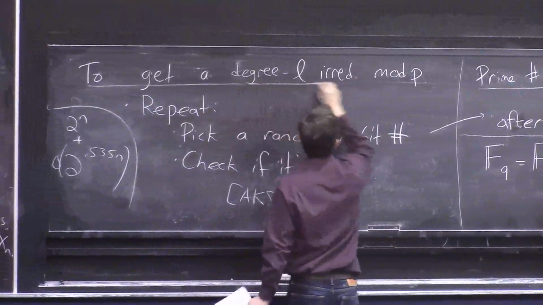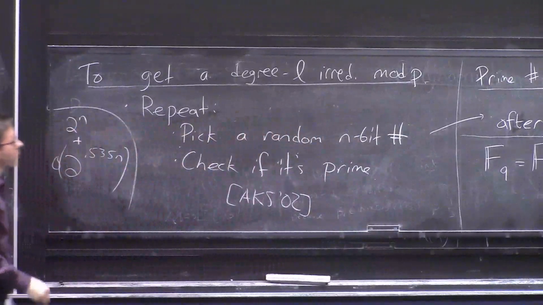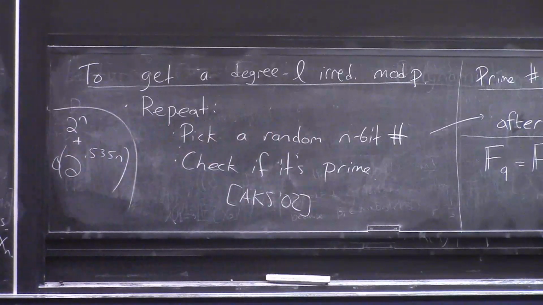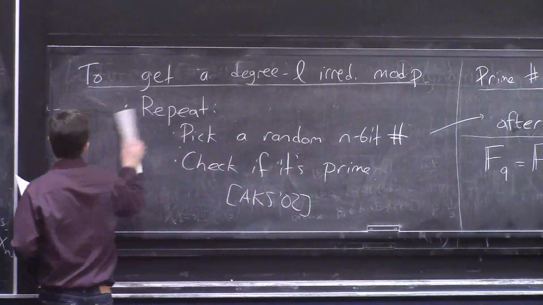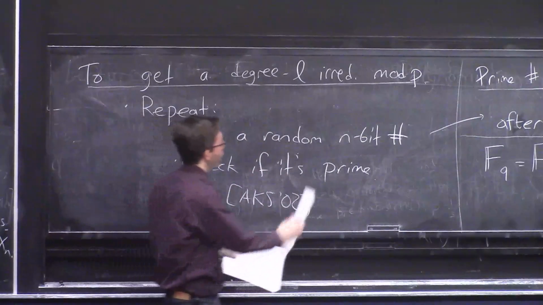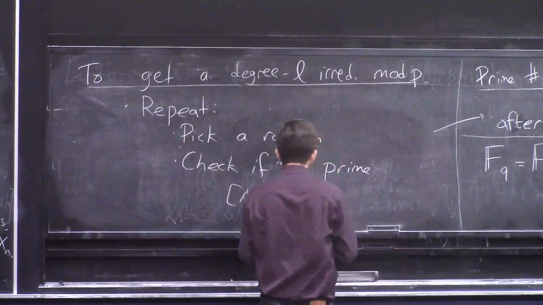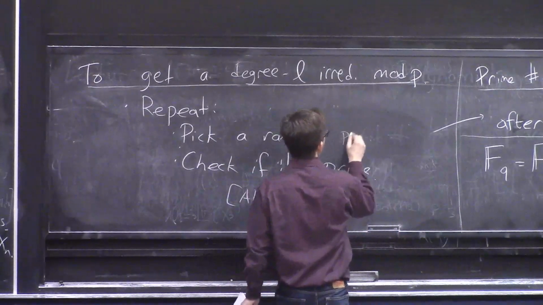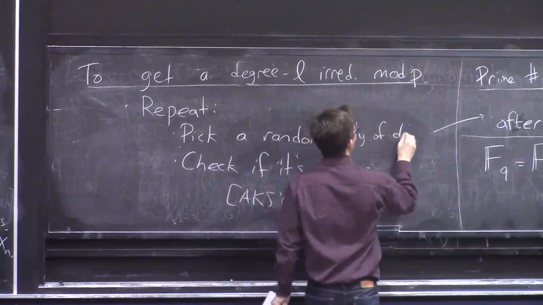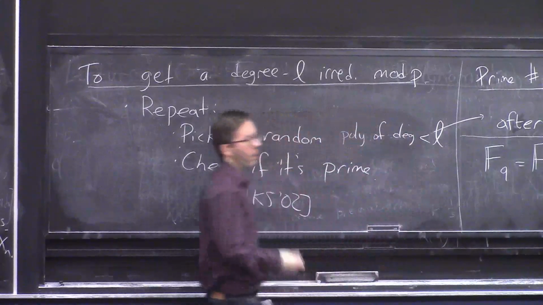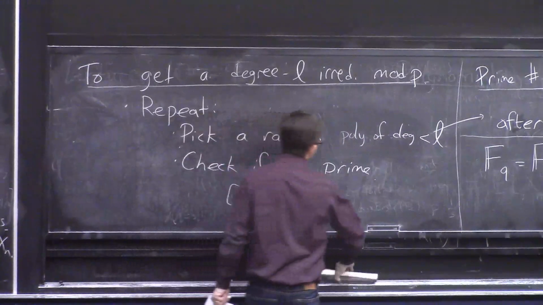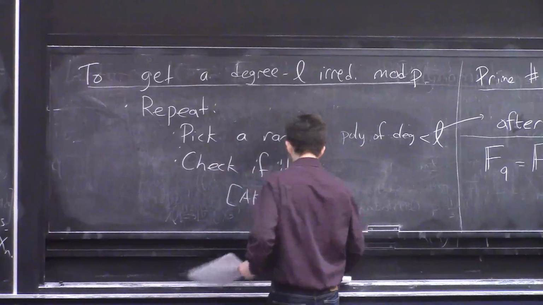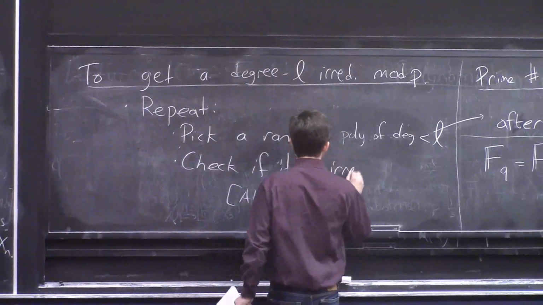OK, let's assume you know P and you know P is a prime, and you're like, oh, I wish I had this field of size P to the L, so I have this target number L. And now you want a degree L irreducible mod P. You can actually do the exact same thing. So you can pick a random polynomial of degree less than L just by picking all its coefficients uniformly at random. And then you want to check if it's irreducible. And luckily, there's an efficient algorithm for this.